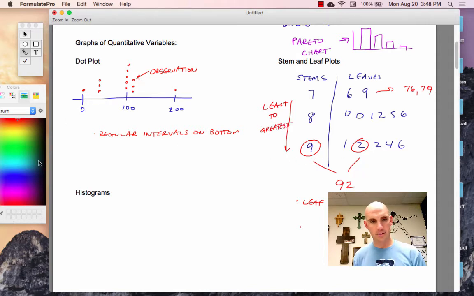And my leaves go from least to greatest. That helps me find data. I don't want it all mixed up. It's going to help me find the data.